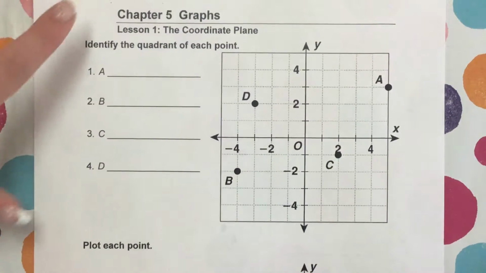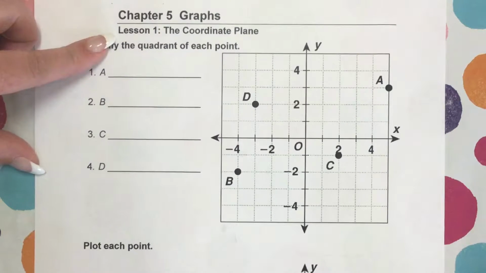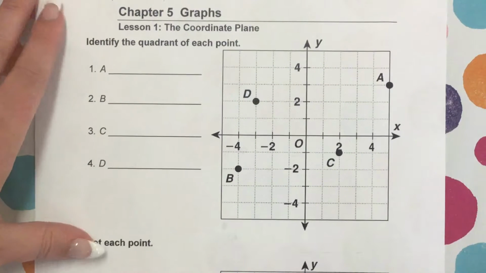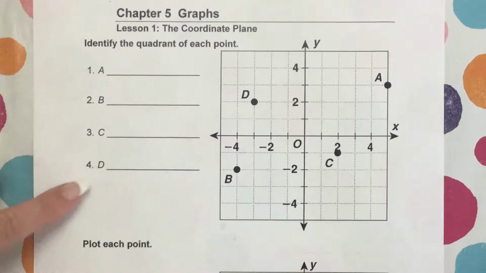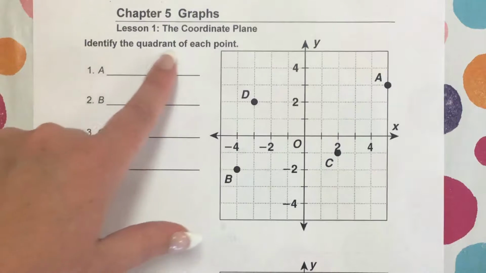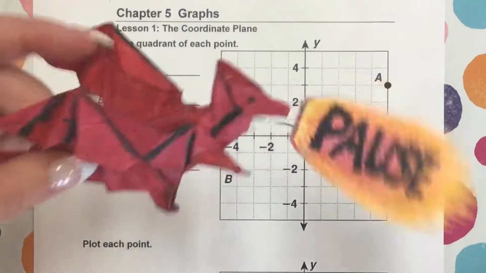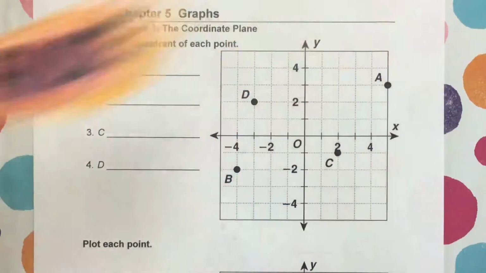Welcome back. We are talking about Chapter 5 graphs, dealing with Lesson 1, the coordinate plane. So this is the guided practice. We just discussed a lot of concepts, and now I want to give you time to practice those and then get feedback. For these 1, 2, 3, and 4, all you're doing is identifying the quadrant of each point. So go ahead and pause, work out those problems. When you get done, press play, and we'll go over the answers. All right, see you in a bit.